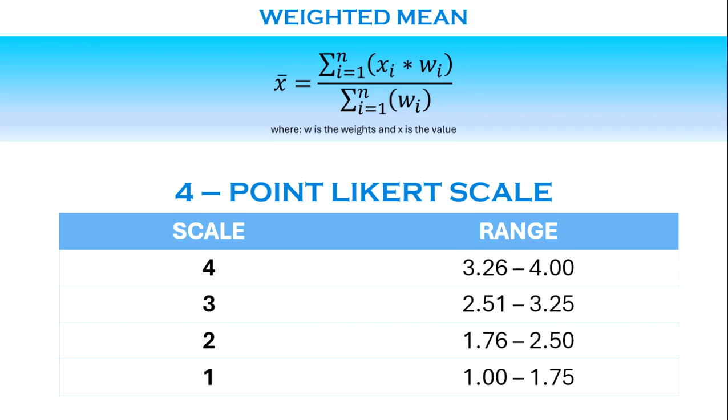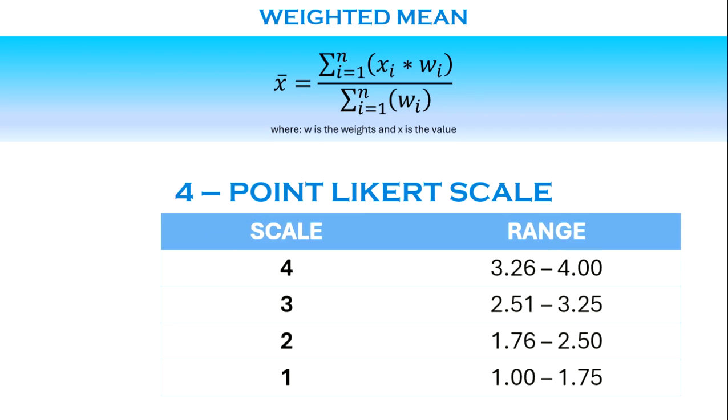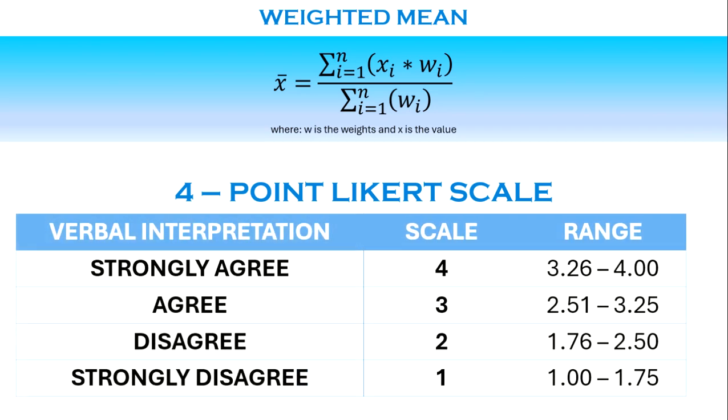So if we have a weighted mean of 3.26 up until 4, that is 4 as the scale, and 2.51 to 3.25, that is 3. 1.76 to 2.50, that is 2. Then 1 to 1.75, that's 1. We have another column, the verbal interpretation. In this case, we use strongly agree, agree, disagree, and strongly disagree.